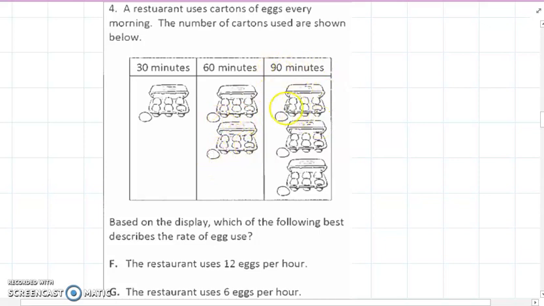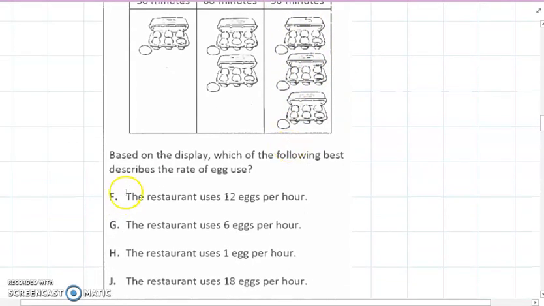And 90 minutes, we have the same thing. This egg is the one that belongs here in this space. And so we have 6, 6, 6, that's 18 in 90 minutes. Based on the display, which of the following best describes the rate of eggs used? And so look at the choices.